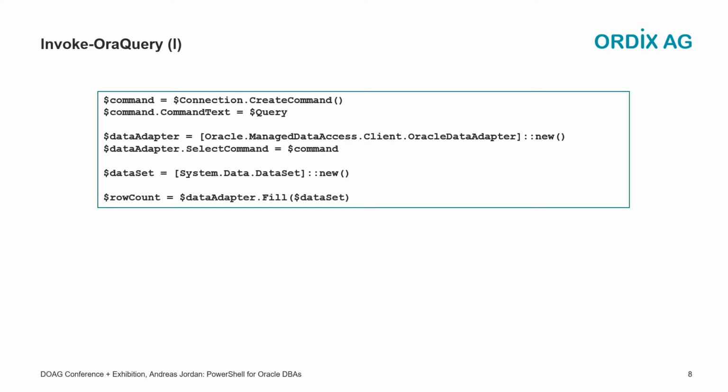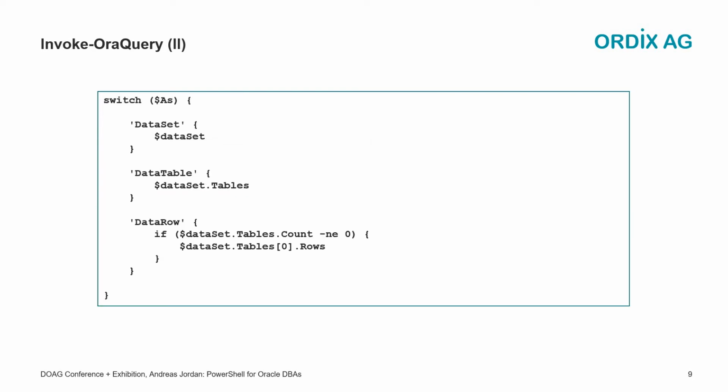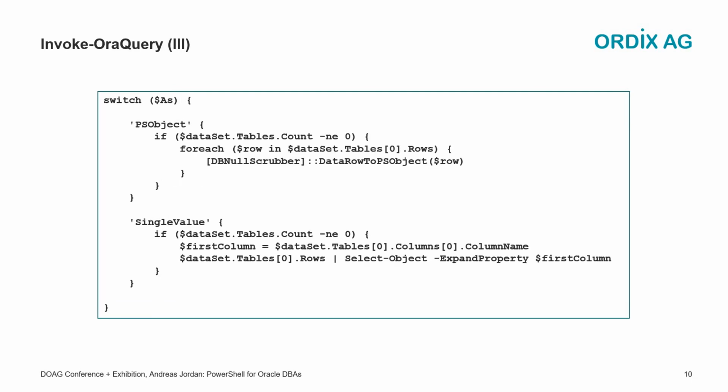This command does not only return this data, but can return this data in different formats or types. We have an As parameter with some options. Because what is returned here is the data set. I can get the whole data set, which can contain more than one table. And I can also get the individual tables or the individual rows out of the first table. I rarely use these three. I most times use the other two options that I programmed there.